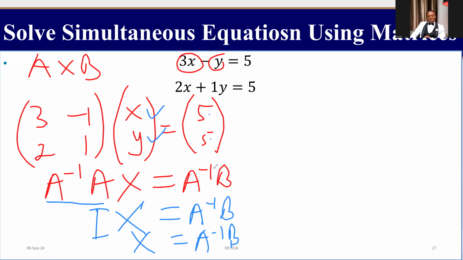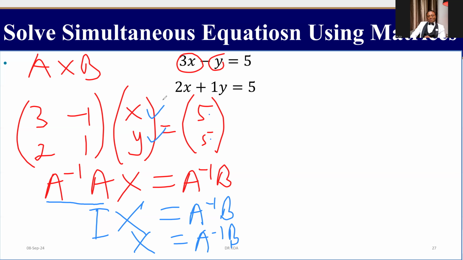So let's go and find it. Well, to get the A inverse, you and I both know that we need to go and find the determinant. So what is the determinant of A? You can just quickly look at it. You multiply this by that minus this by that. What is the answer? The 5.